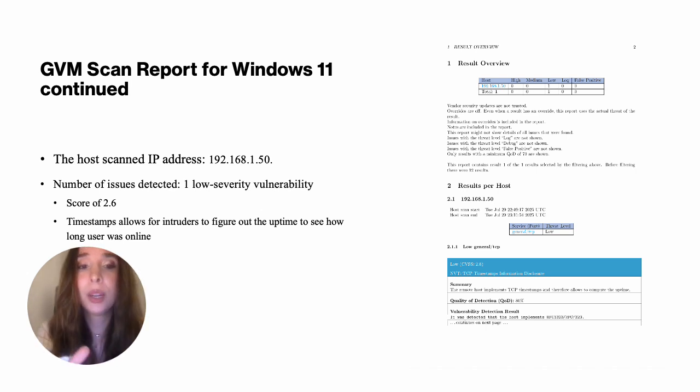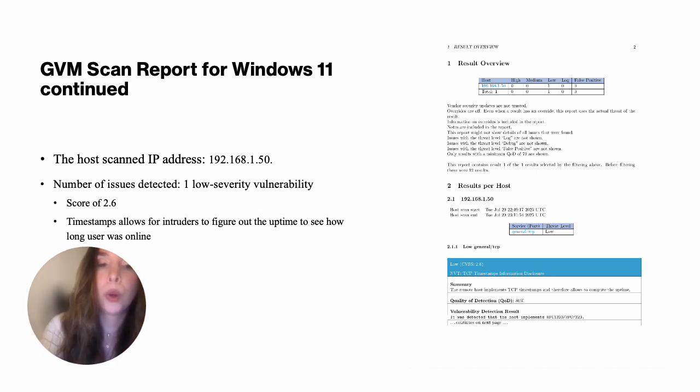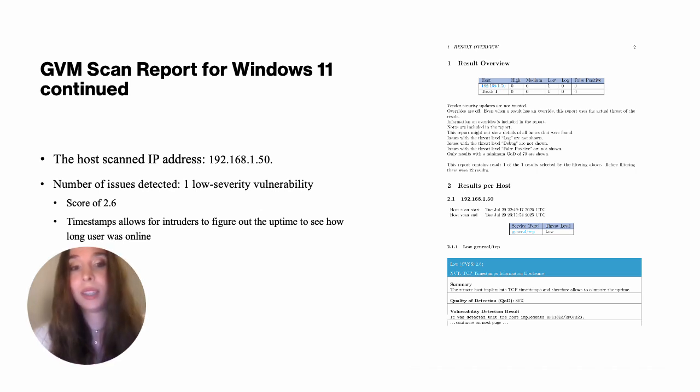The number of issues detected was quite low for this report. There was only one, and it was a very low severity vulnerability. It got a score of 2.6. So it's nothing to be too worried about, but it's also not something that should be completely ignored, because it can cause some issues, which we will be discussing.